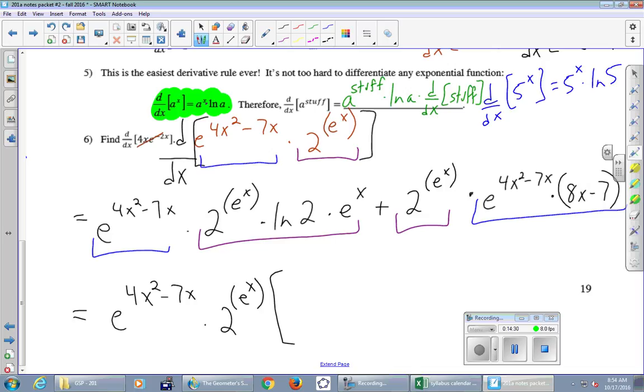Okay, so in this first term, in front of the plus sign, e to the 4x squared minus 7x is out. 2 to the e to the x is out. So all that's left is ln of 2 times e to the x. What's the next symbol? Plus, now we're at the second half here. So I'm going to check off 2 to the e to the x. That's out already. e to the 4x squared minus 7x. That's also out front. So all that's left is this 8x minus 7.